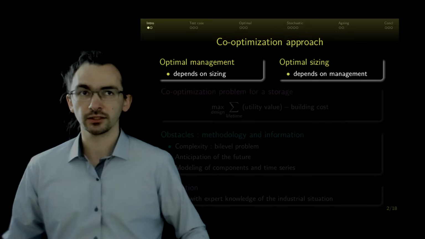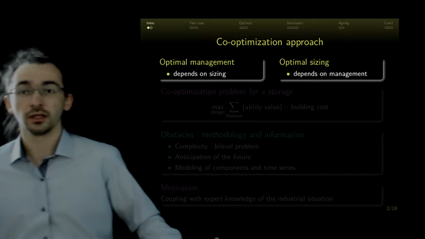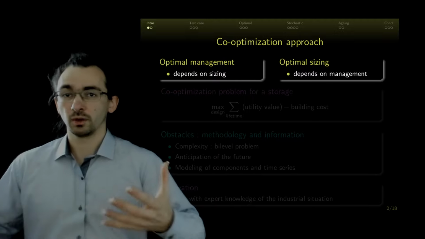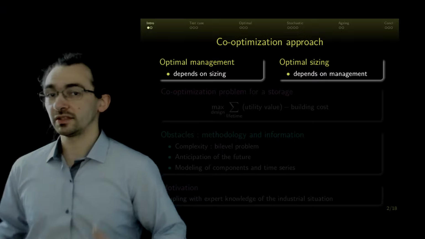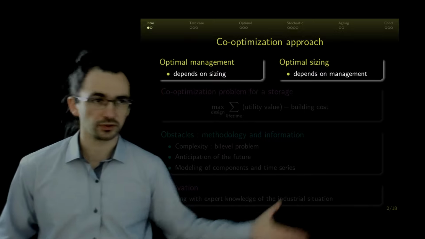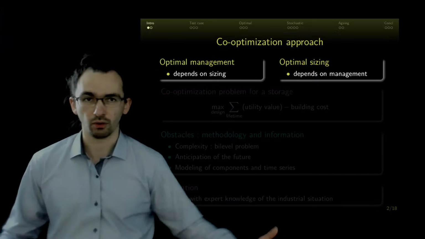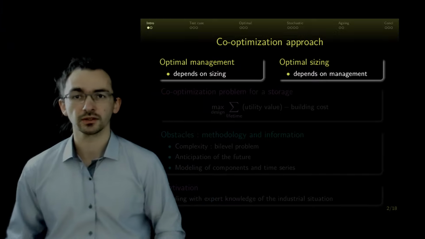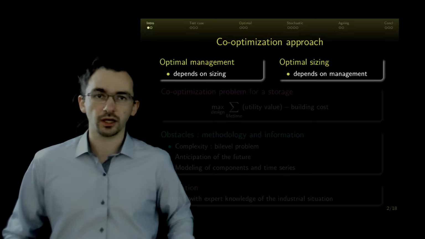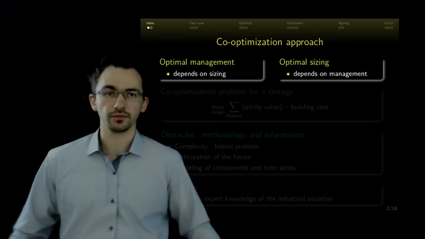Basically, it is based on the very obvious observation that an optimal management and an optimal sizing are interdependent. When I want to assess the optimal management of an asset, most of what I will present is based on an electrochemical storage, but it could also be adapted to other assets such as grid reinforcement, for instance. So when I want to assess the optimal management, obviously I will have to take into account the capacity, the design of a battery, for instance.